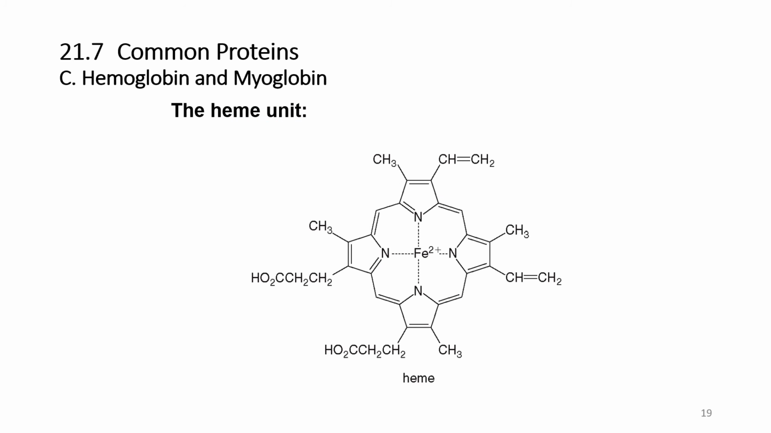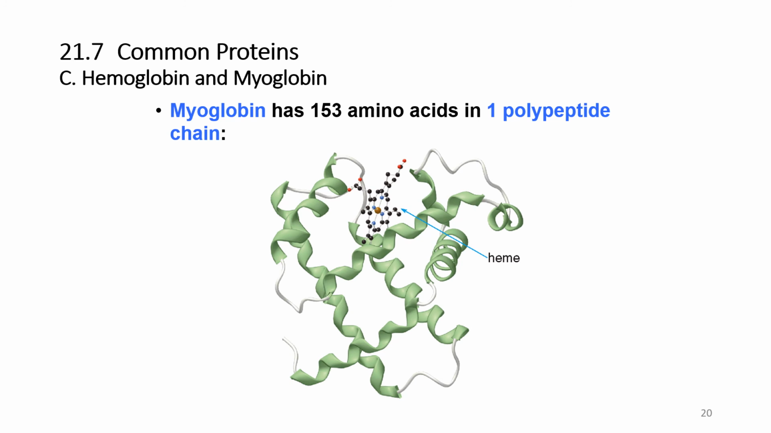This is what that heme group looks like. Here's our iron 2+, and it is what we call coordinated by these nitrogens in that structure. So this is the heme unit. Myoglobin has 153 amino acids, and as I've said before, it's one polypeptide chain. And here is that heme group, and that's the iron, and that's where the oxygen gets coordinated.